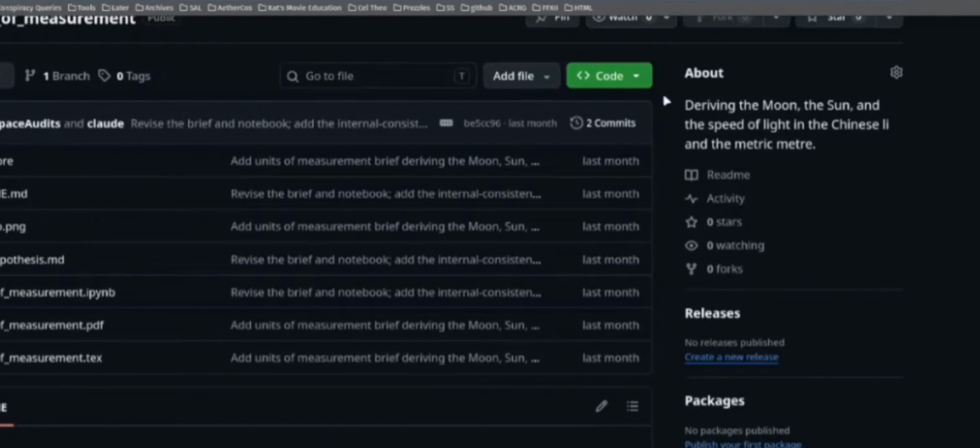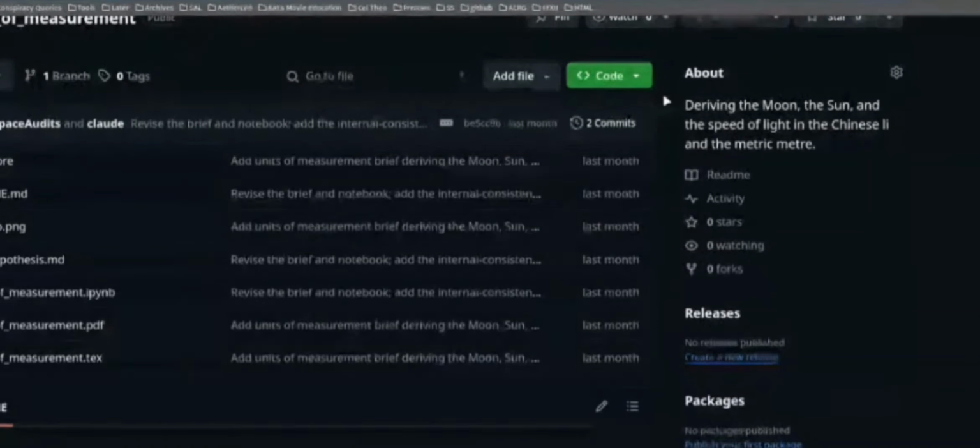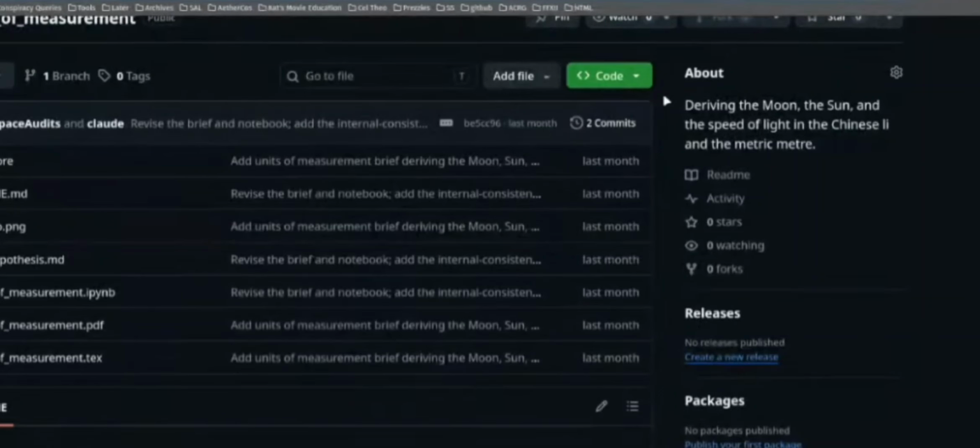Wait, are you trying to say though that parallax is not an accurate method of determining the distance to objects? I'm saying, no, that's not what I'm arguing.